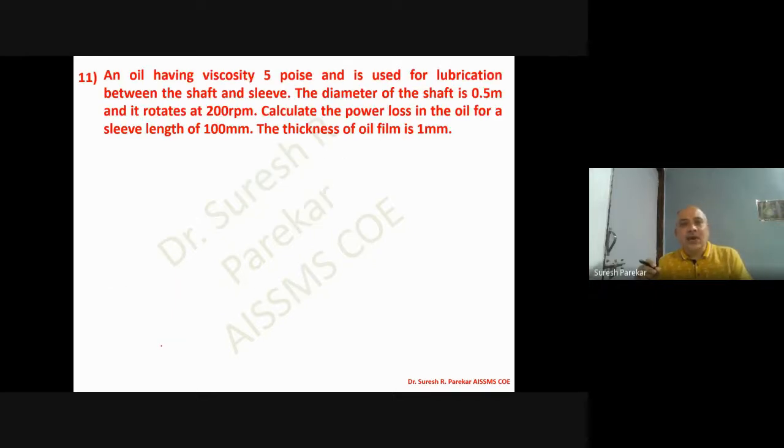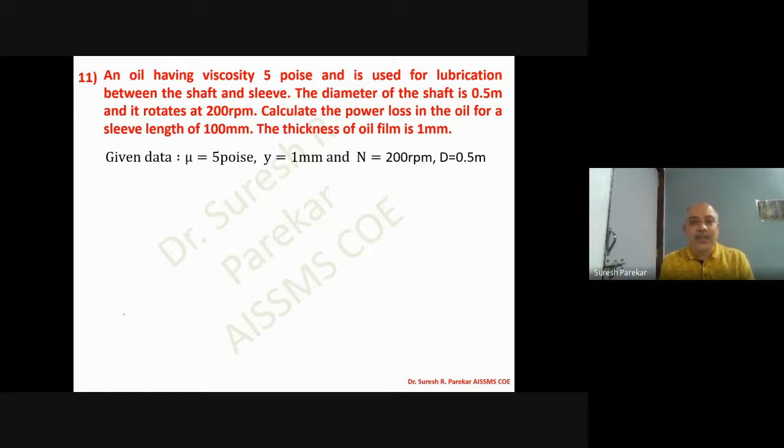Then we have next an oil having viscosity 5 poise that is used for lubrication between the shaft and sleeve. The diameter of the shaft is 0.5 meter and it rotates at 200 rpm. Calculate the power loss in the oil for a sleeve length of 100 millimeter and the thickness of the oil film is 1 millimeter. Now first write down the given data. We have given mu 5 poise, which in Newton second per meter square is 0.5 Newton second per meter square. Then convert the film thickness into meters: 1 into 10 raised to minus 3 meters. And this is 200 rpm.